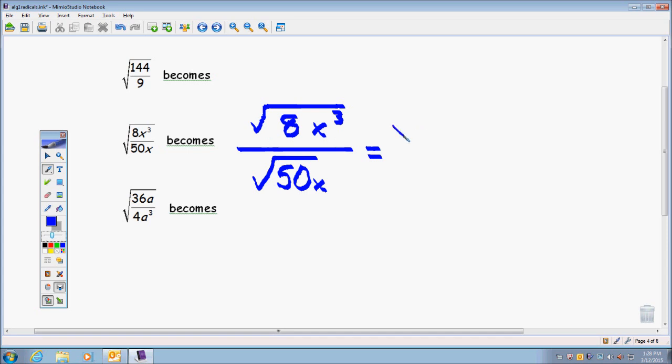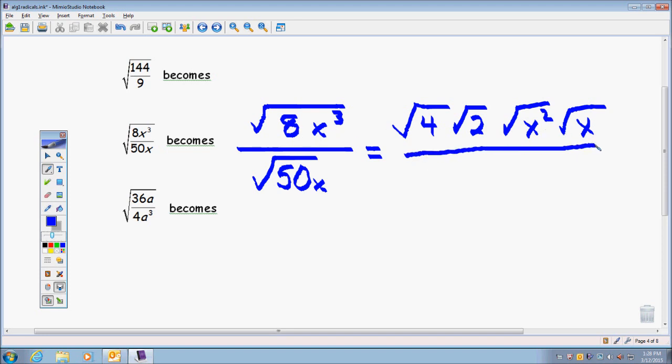Radical 8 is going to become radical 4 and radical 2. These are actually kind of fun. Believe it or not, they really are. X cubed becomes radical x squared, remember, subtract 1, and then radical x. There's 1 left over. Remember, x squared times x is x cubed. All that's on top. On the bottom, we got 50. Now, 50 becomes 25 and 2. We've done some of these before. 25 and 2. And then x. X is by itself.